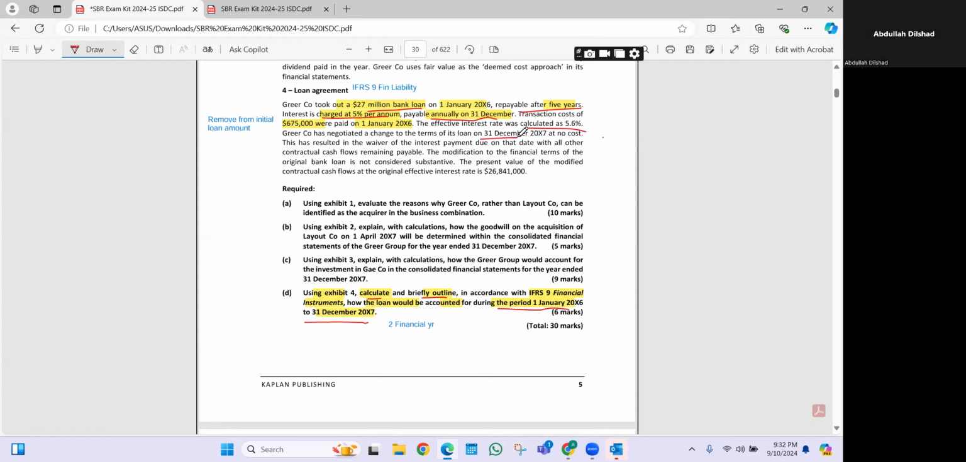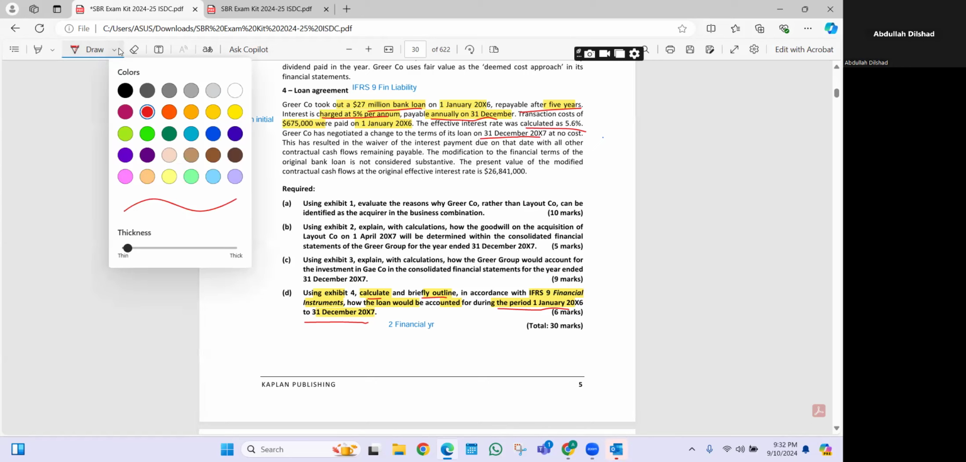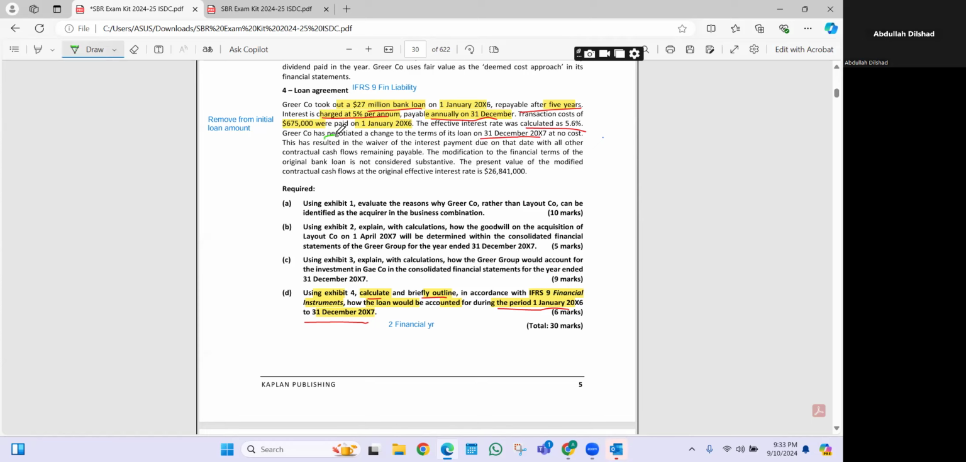On 31st December 2007, now what is happening? Let me change the color of the pen as well. On 31st December 2007, something interesting is going to happen. Greer Co has negotiated a change to the terms of its loan at no cost. What does this mean?